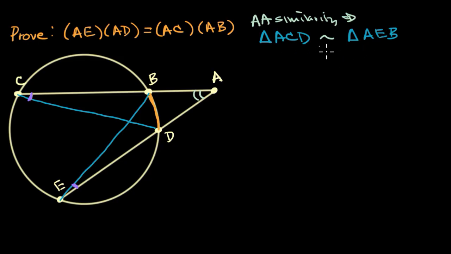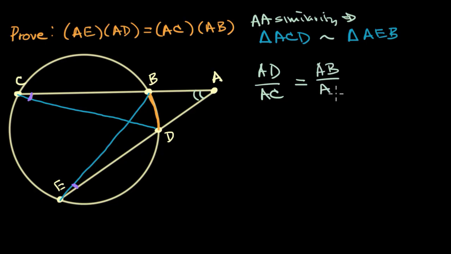Well, that's really useful because now we can set up the ratio between corresponding sides of these two similar triangles. So we know that the ratio of, say, AD, the ratio of the length of AD to the length of AC, so that's the short and the long side that's not blue here. So AD to AC should be equal to the ratio of AB to AE.